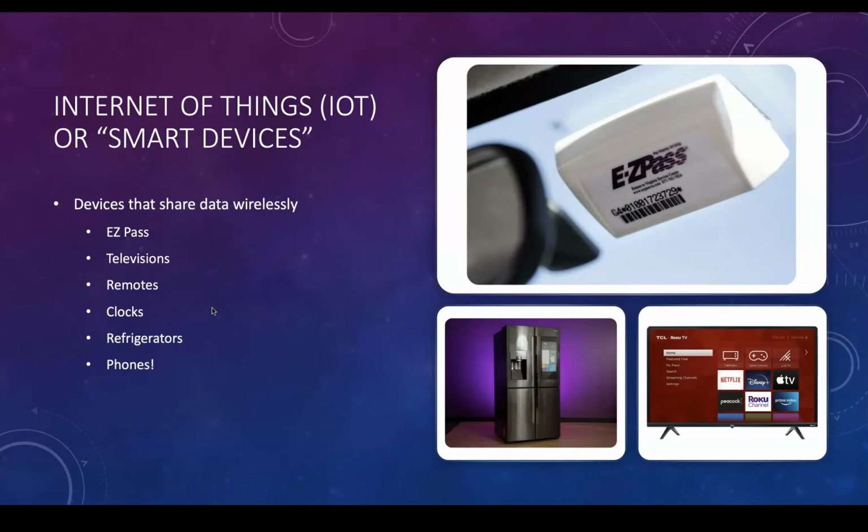Some examples that you might have seen around you: Easy Pass, the little thing that you put in your car for tolls, now that there aren't people in toll booths anymore, right? An Easy Pass is one of the first IoT devices that we all were exposed to. But now, televisions, remote controls, clocks, refrigerators, and even your phone is considered an Internet of Things device or an IoT device.